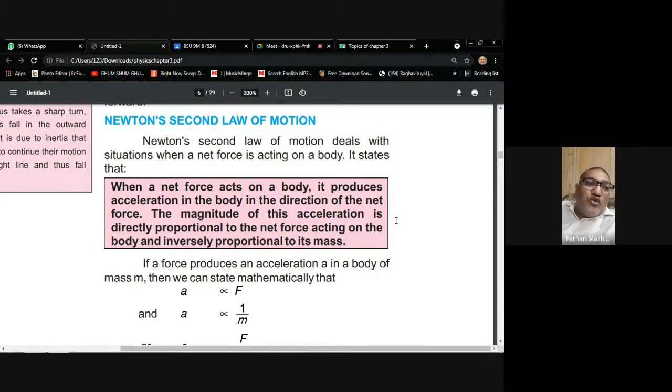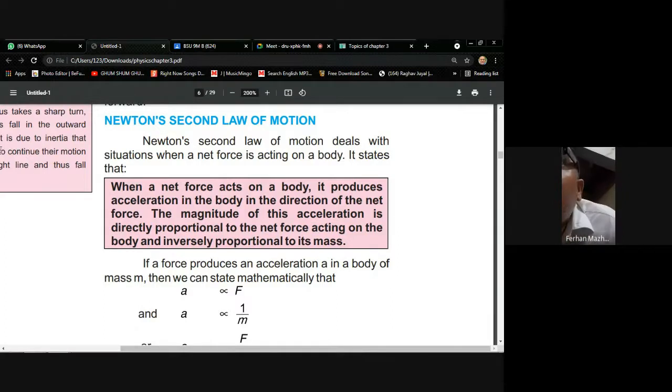So there are two sentences in this law. One is that when there is a net force acting on a body, it produces acceleration in the body in the direction of the net force. Whatever the direction of the net force, the acceleration will be produced in the same direction. The acceleration produced is directly proportional to the net force and inversely proportional to the mass of the body. So I can write this mathematically.